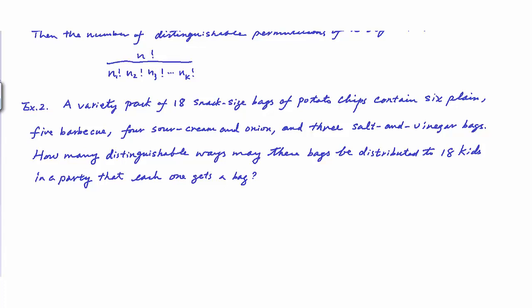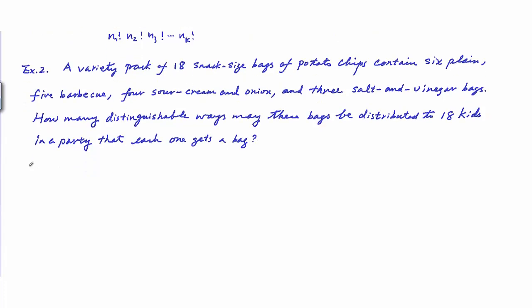To solve this question, we may denote the 18 bags in terms of the flavors. We have 6 plain chips, so we put P, P, P, P, P, P. That would be 6. And then we have 5 barbecue, so we use B for barbecue: B, B, B, B, B. That's 5 bags.